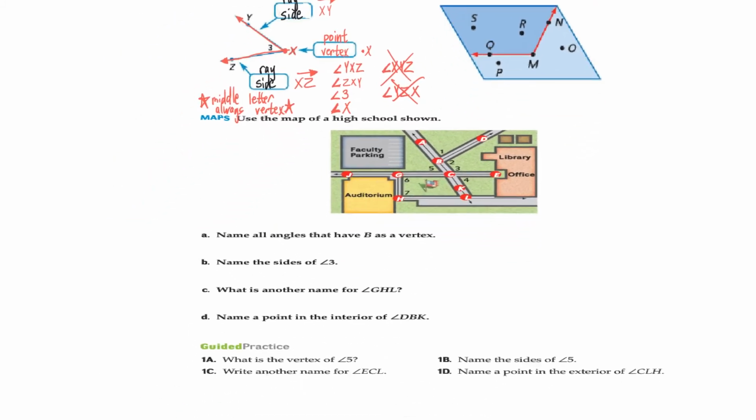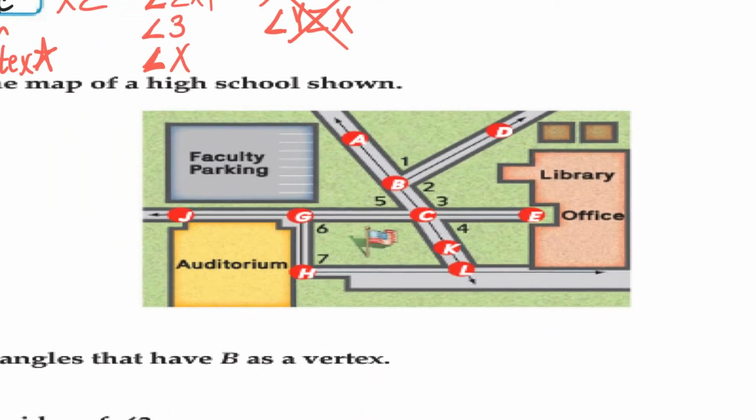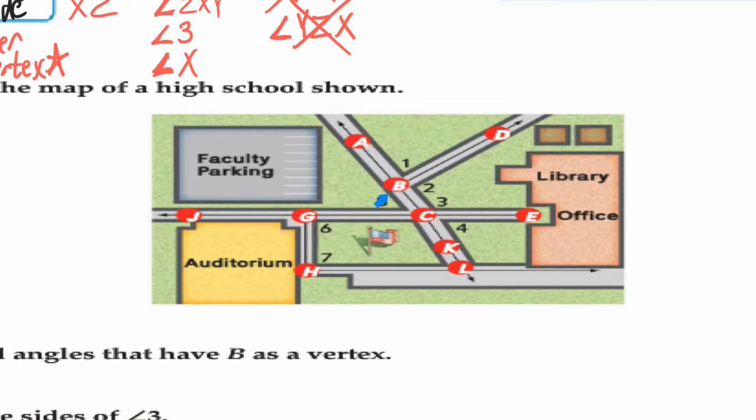All right, so let's practice that a little bit. Here it says, name all the angles that have B as the vertex. If you'll notice, B is right here. So what angles have B as a vertex?